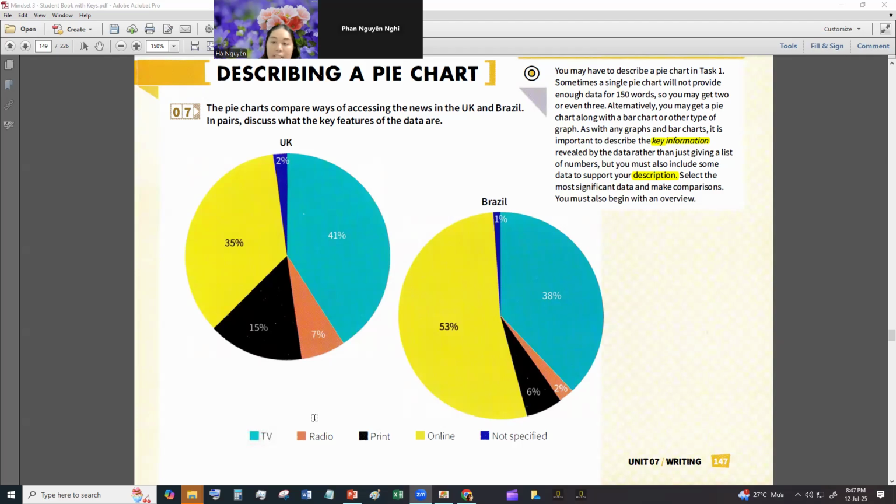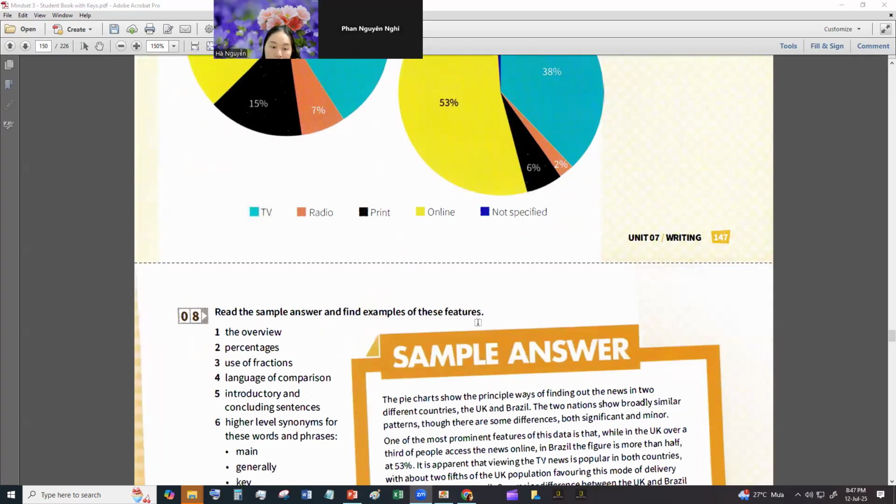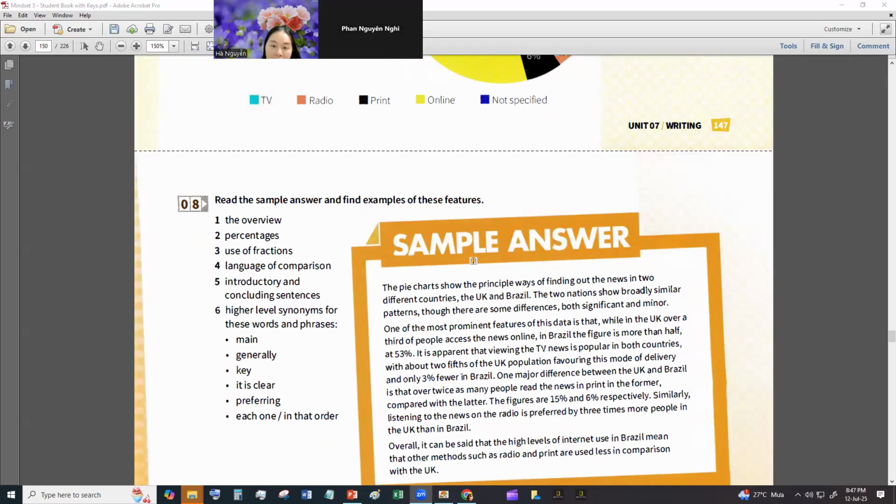Okay, thank you. So now I'd like you to look at a sample answer and find the overview, the percentages, fractions, language of comparison, and introductory and concluding sentences. Actually, these are all basic features. I think you can find them yourself, okay? But I'd like you to focus on number 6, higher level synonyms for the words and phrases in number 6.